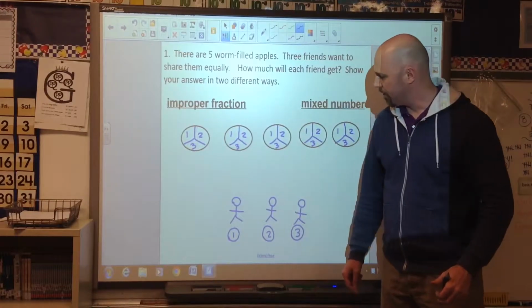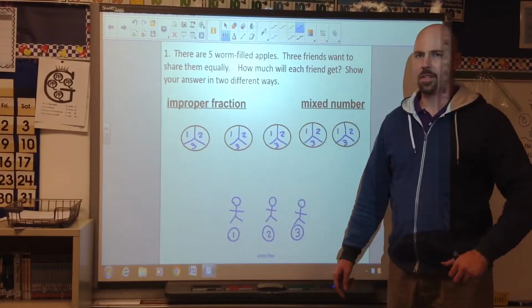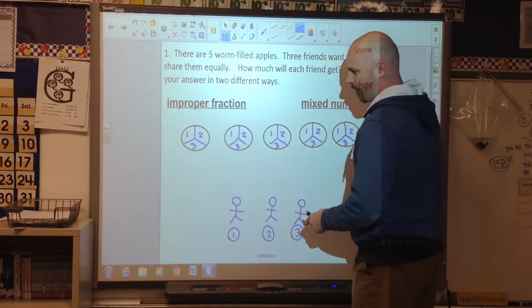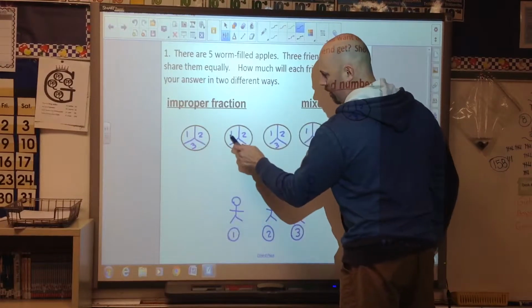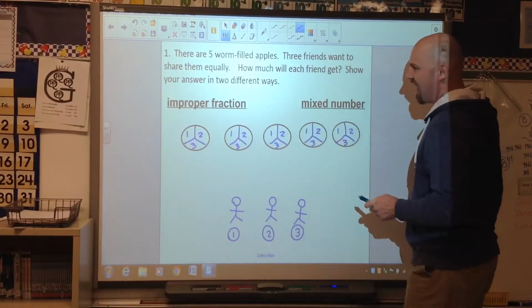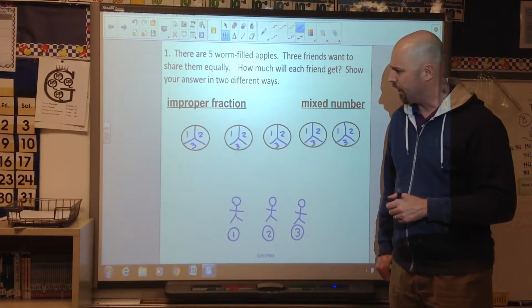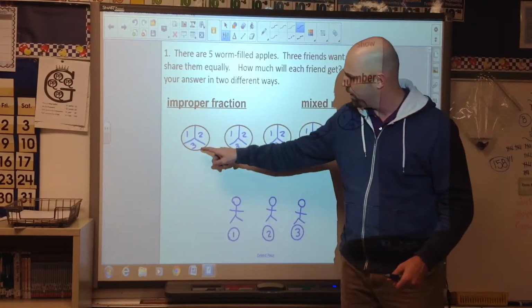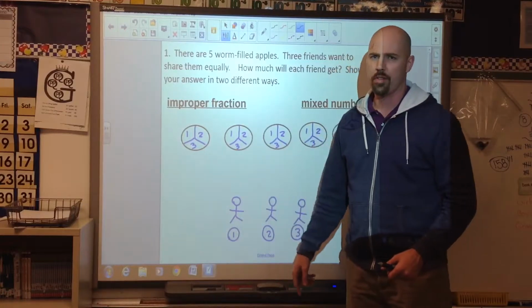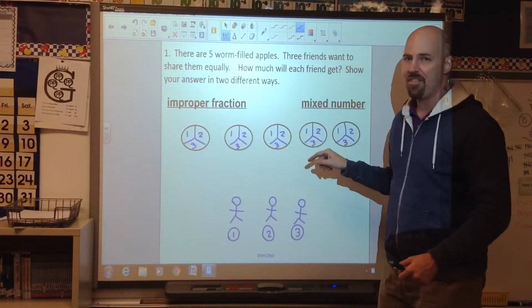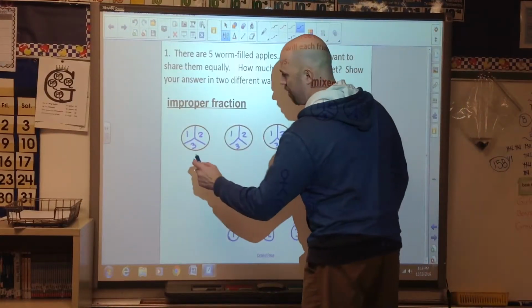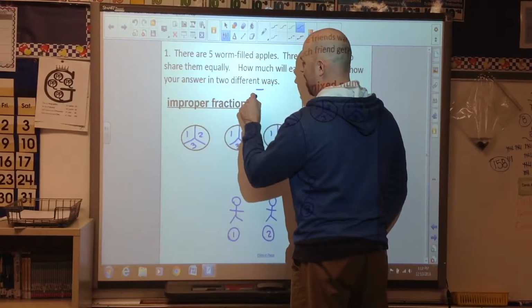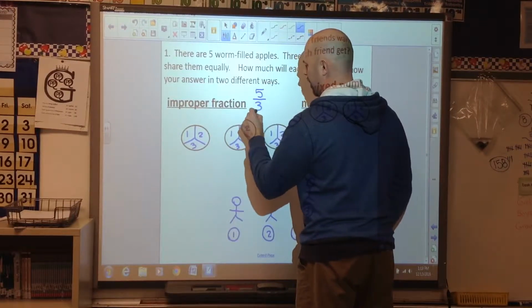So now if I look at this, I can count up the pieces that person 1 is going to eat. So person 1 is going to eat 1, 2, 3, 4, 5 pieces. And now we're going to say, well, what are these pieces? What are they? 4ths, 5ths, 6ths? And if I look, each one of these is cut into thirds. So he's going to eat 5 thirds. So that's going to be our improper fraction, 5 thirds.